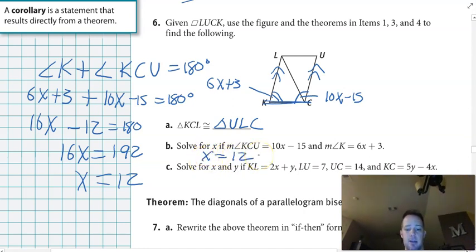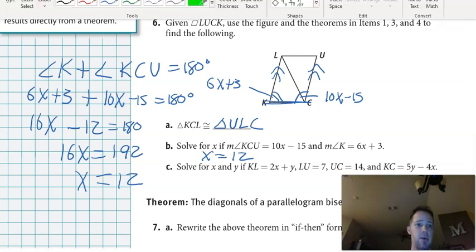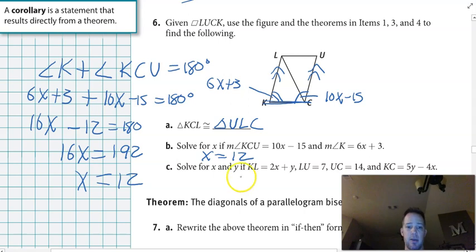Part C looks like we need to relabel some stuff, so I'll just use a different color. Maybe we have room to do it without erasing. Solve for x and y if KL equals 2x plus y, and LU equals 7. UC equals 14. And KC equals 5y minus 4x.